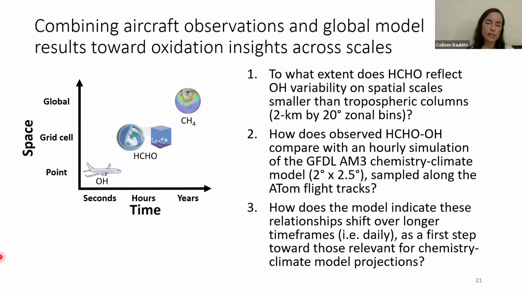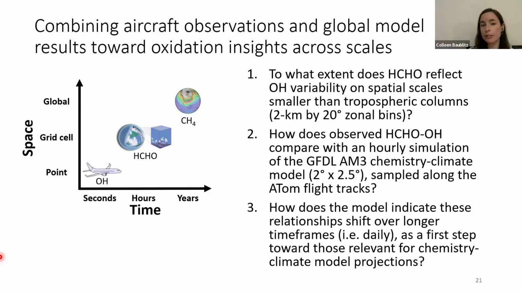And so here we essentially cut the troposphere, the ATOM observations, into 2 kilometer by 20 degree zonal bins to assess that. Okay, and so next we want to consider how the observed formaldehyde and OH relationships compare with an hourly simulation of the GFDL AM3 chemistry climate model, which we run at 2 by 2.5 degree resolution and sample along the ATOM flight tracks. And so to what extent is the model able to capture the spatial variability in that relationship?